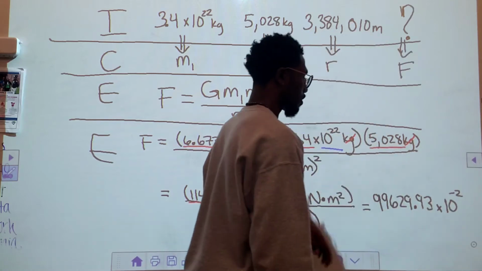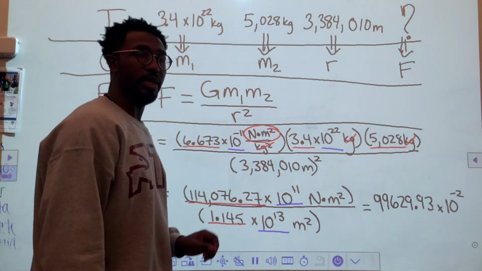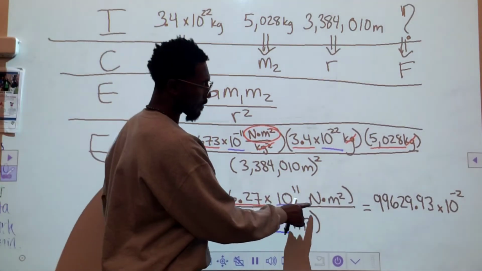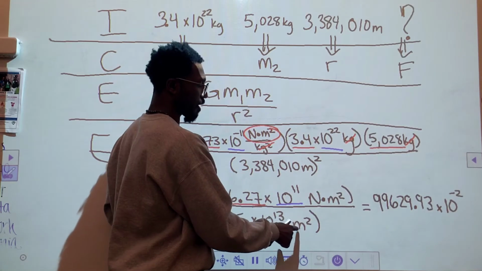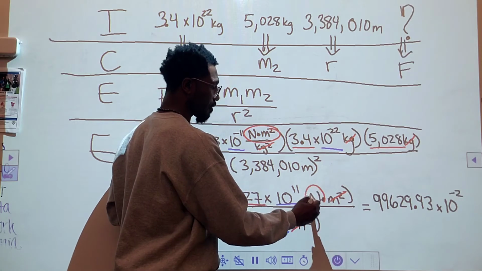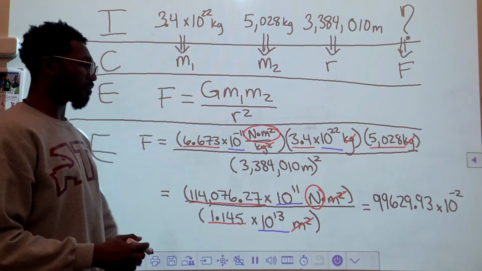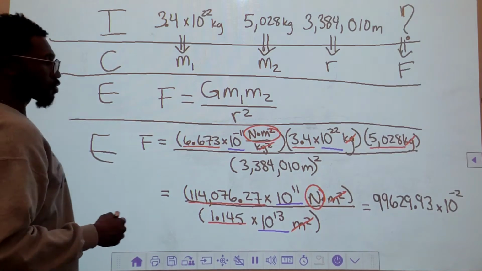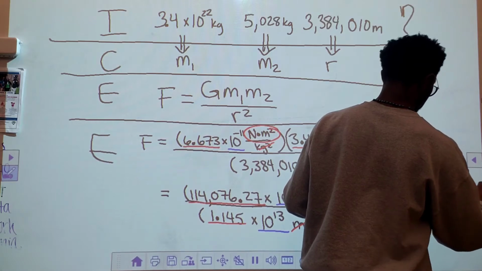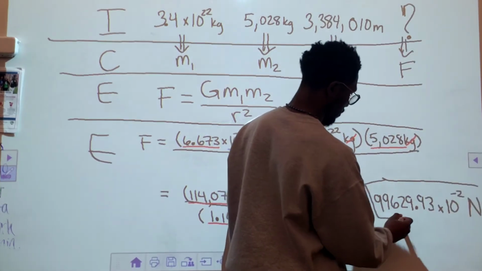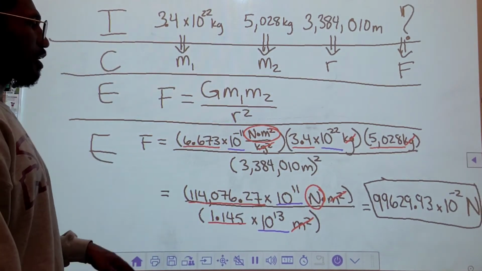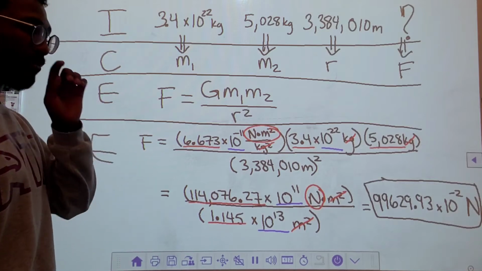All right, cool. And for my units, I just need to see what cancels in my fraction. So I've got newtons times meters squared in the numerator and just meters squared in the denominator. So I'm going to cancel out the meters squared because they're the same in the numerator and denominator, and I'm left with newtons, which makes sense because newtons is the unit of force. All right, so the gravitational force that we get here is 99629.93 times 10 to the negative second power.